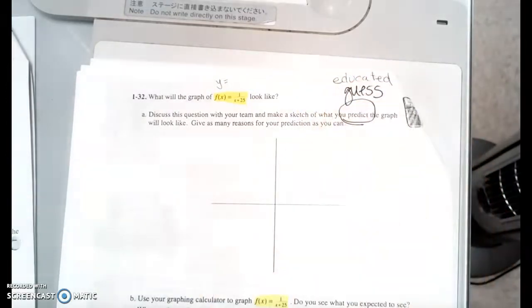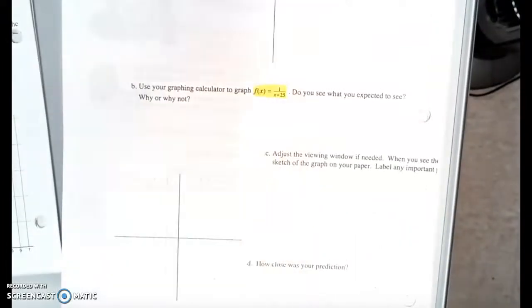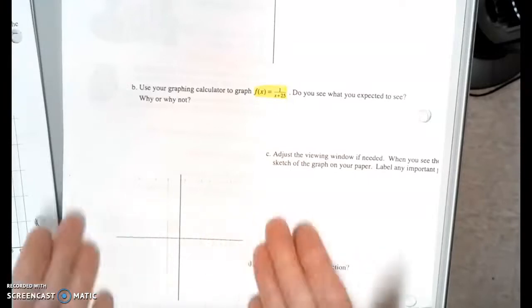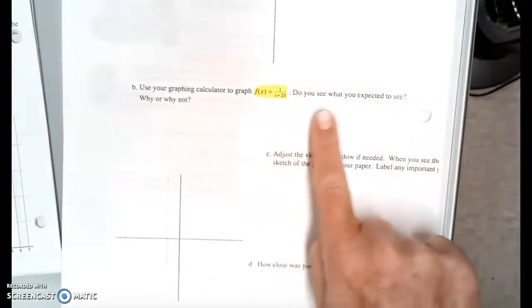You're making an educated guess, what we call a prediction up the top. And essentially everybody in your group could have a different prediction, unless you all agree. Oh yeah, we're all going to agree on this, but you may not necessarily. Okay, so all 4 of you could have a different prediction. Then after you've made a prediction, you're going to go down to part B and you're actually going to graph it. If you need help entering the graph into your calculator, I'm more than happy to walk around and help you type it in. You're going to draw it on the graph, scaling it appropriately, and then do what it says. So do you see what you expected to see?